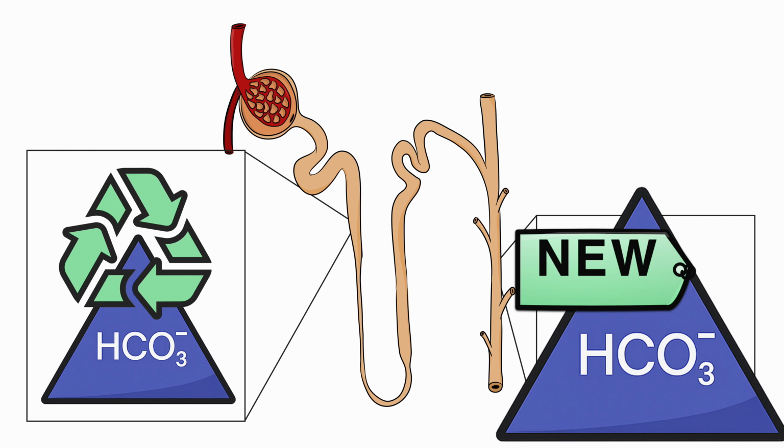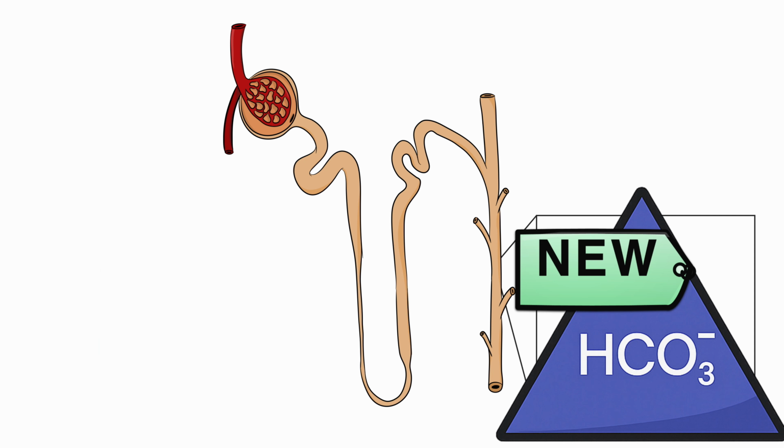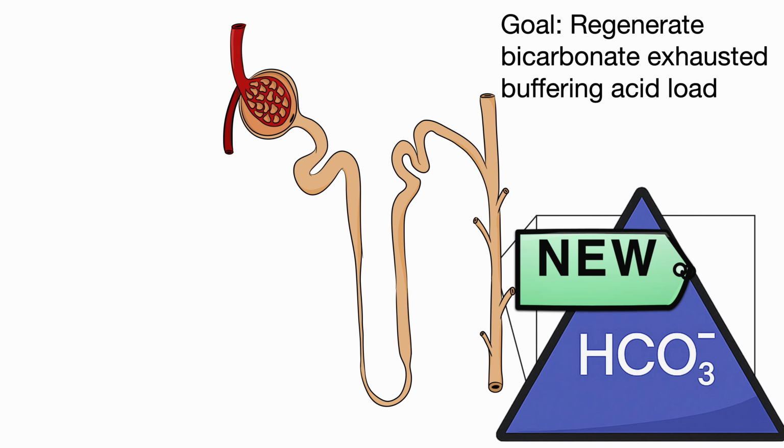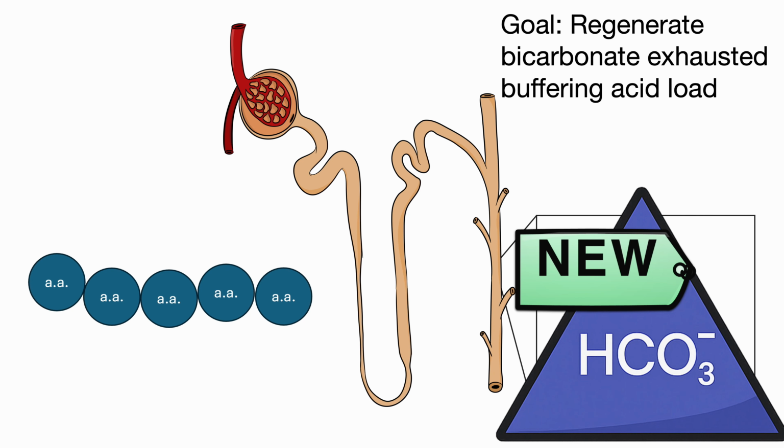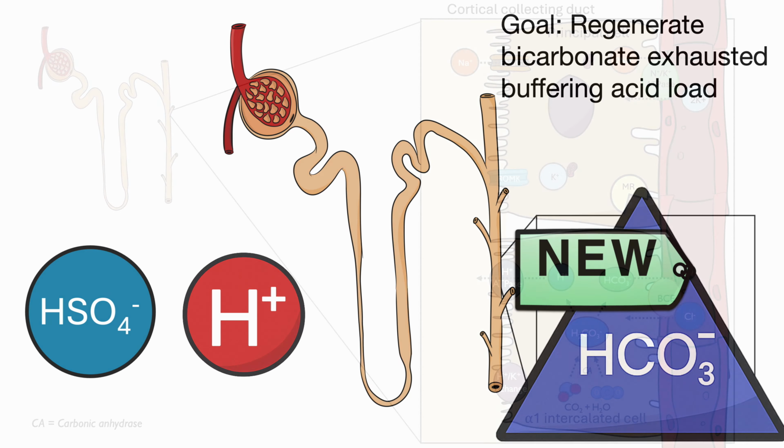The proximal convoluted tubule reclaims the majority of the filtered bicarbonate. However, bicarbonate generation occurs at the cortical collecting duct. Not only must we reclaim our bicarbonate, we must regenerate the bicarbonate used up buffering our acid load. As you recall, we need to produce bicarbonate to balance our daily acid load from protein in our diets. Proteins are metabolized into amino acids and eventually hydrogen ions.